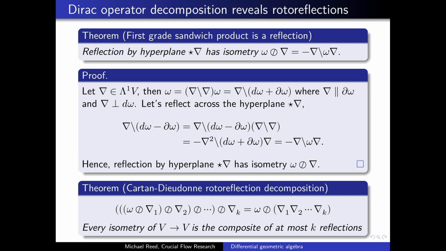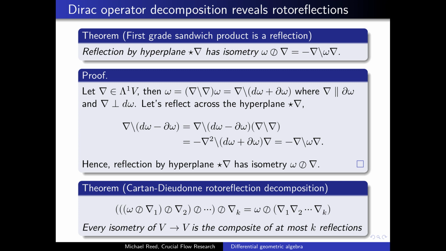So we can have an algebraic proof that the reflection by the hyperplane complement of nabla has this isometry, omega O slash nabla, where omega O slash nabla is minus nabla backslash omega times nabla. Why does this matter, and why go through this weird proof that shows that reflection by a hyperplane can be expressed in terms of this formula?